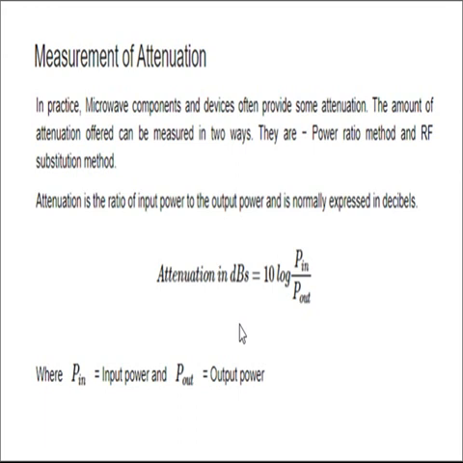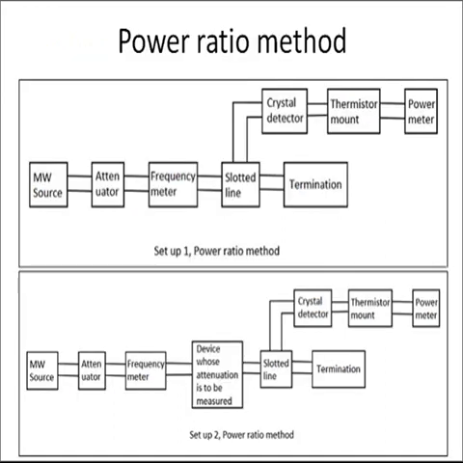And we know that attenuation is nothing but the ratio of input power to output power, or the reduction in the signal level. First we are going to see how to measure the attenuation provided by a particular device using the power ratio method. We have two setups for measuring the amount of attenuation. In setup 1 we have components which are the same as the components in the microwave bench setup.